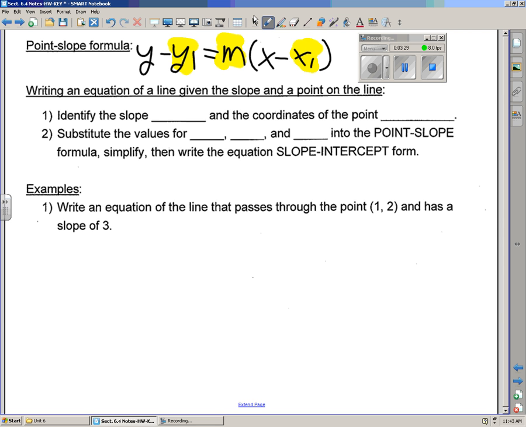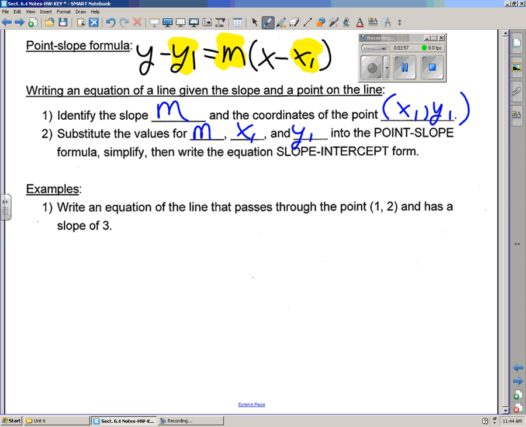Just see if you can follow the steps. Always first identify your slope, which is your m, and the coordinates of a point. You need to pick a point that they give you, and that first point will be x1 comma y1. You want to substitute in the values for the m, for the x1, and for the y1 into that point-slope formula. You're going to simplify that, and you're going to end up with an equation in slope-intercept form. Again, this is not tricky.